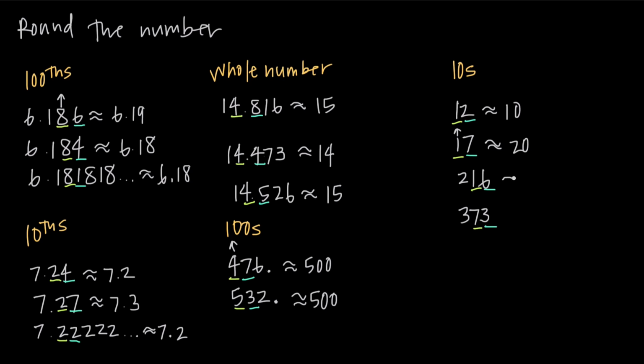Here, we're rounding to the nearest tens place. 6 is greater than 5, so we're going to round up and we're going to say 220. 3 is less than 5, so we're going to round down and say 370.